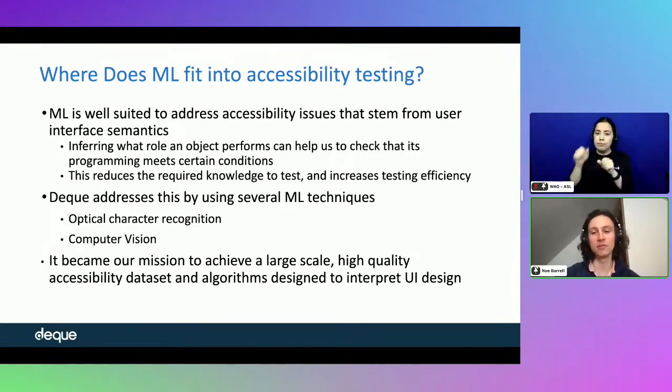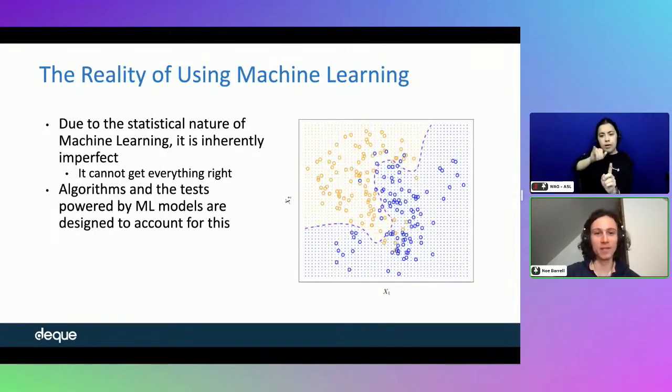algorithms designed to interpret user interface design. Just a note about machine learning. Machine learning is a statistical, mathematical approximation of real-world data. And unless you contrive a very simple, very basic example, it is impossible to get everything right.